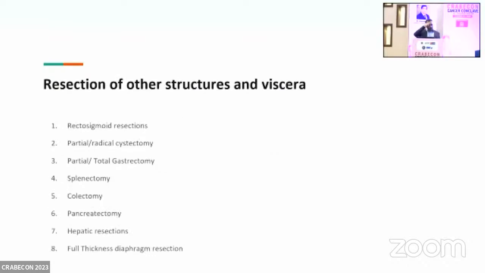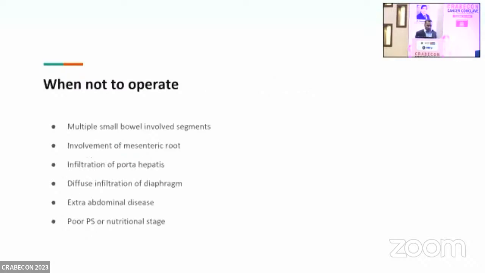So what other organs or structures can be resected as a part of CRS? In order to achieve no gross residual disease, all these resections can be included as a part of CRS: rectosigmoid resections, partial and radical cystectomies, total gastrectomy, splenectomy, colectomies, pancreatectomy, hepatic resections, and full thickness excision of the diaphragm.